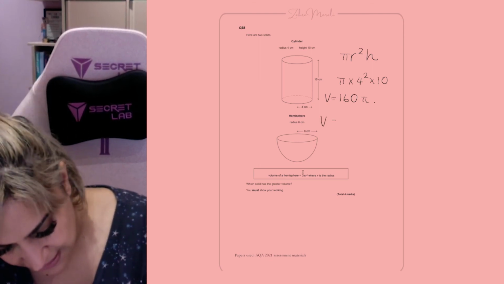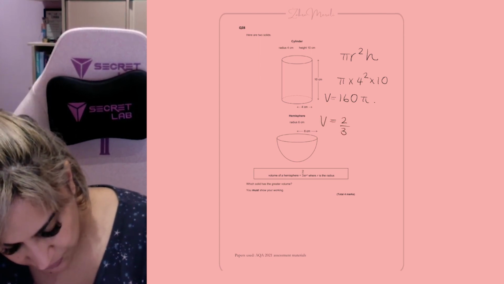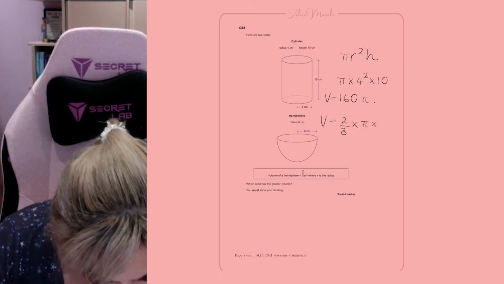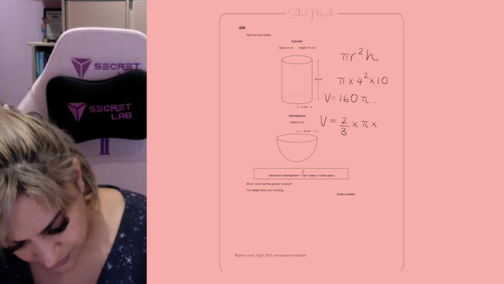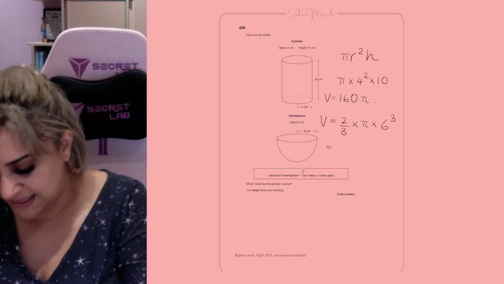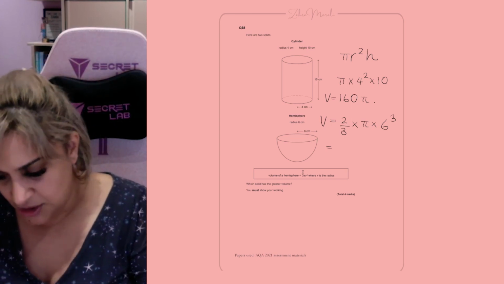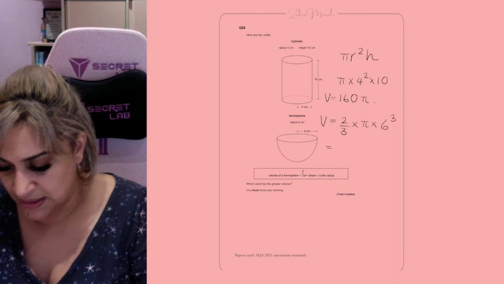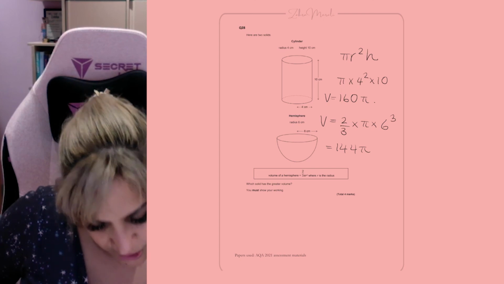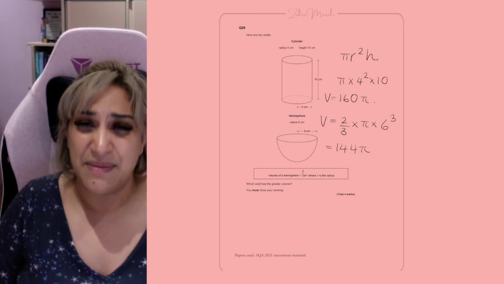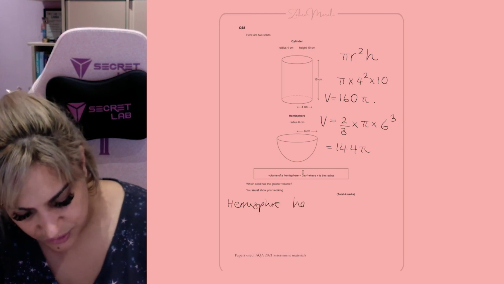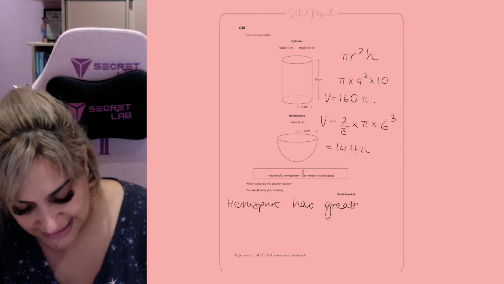The hemisphere gives us a formula: 2/3 times pi times r cubed. So 6 cubed, 6 times 6 times 6, which is 216, times 2/3 is 144 pi. And it said which one has the greater volume, so you'd write the hemisphere has the greater volume. As long as you've written all that working, it's easier to see.